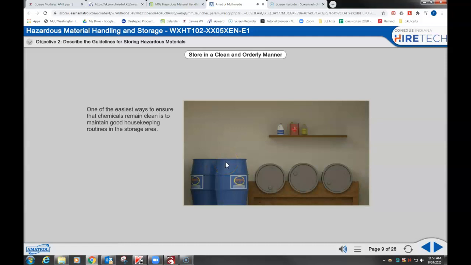One of the easiest ways to ensure that chemicals remain clean is to maintain good housekeeping routines in the storage area. Containers should be stored upright where the labels can be easily read. Any spills should be cleaned up immediately using the procedure outlined in the chemical's SDS.